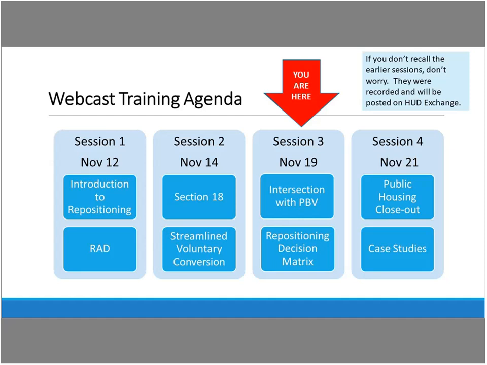So we are here at the third session, again, the intersection of project-based vouchers and the decision tree. We've previously talked about an introduction to repositioning, RAD, Section 18, and streamlined voluntary conversion. Our last session is this coming Thursday, the 21st.